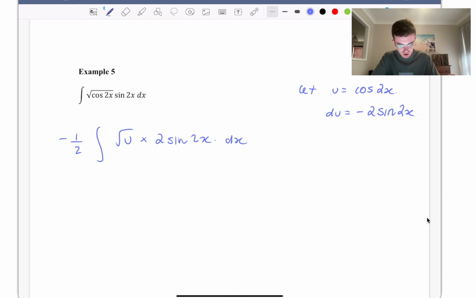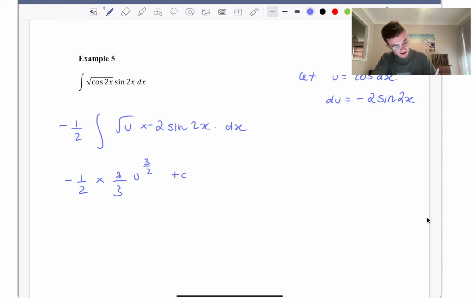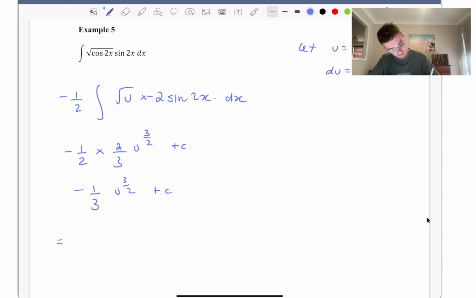So we've got minus a half times 2 sine 2x dx. That gets us minus a half times root u. If we integrate root u, we get 2 on 3, u to the 3 on 2 plus c. Of course, that's because this is du, if I didn't mention that earlier. So the 2's will cancel, and we actually get minus 1/3 u to the 3 on 2 plus c. And u is just cos of 2x, so it's minus 1/3 cos of 2x to the 3 on 2 plus c.